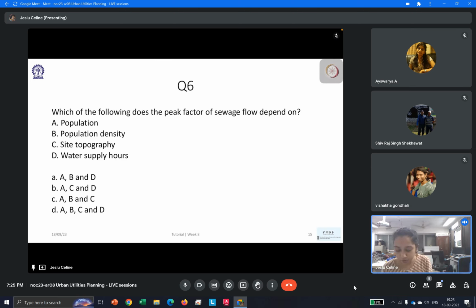So, which of the four? Population depends upon the peak factor of sewage flow. Yes, if you have more population, then you would need more sewage flow. Population density. Now, if population is affecting, will population density also affect? Yes, it also affects, because it's actually a related term. In density your area also comes into consideration.